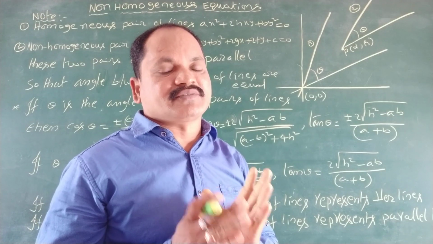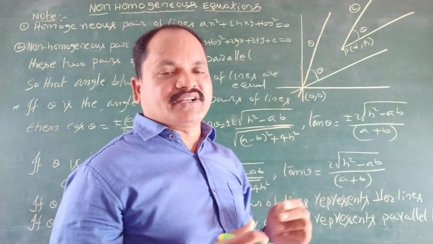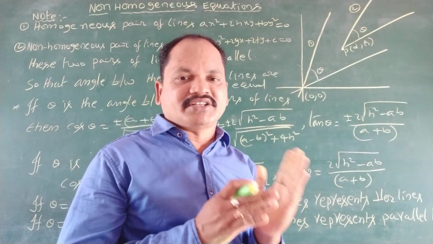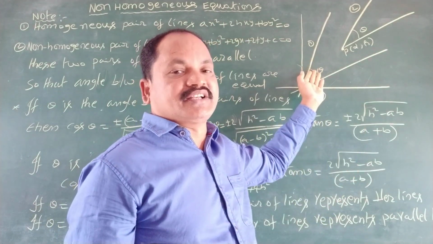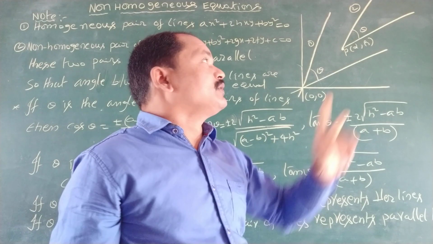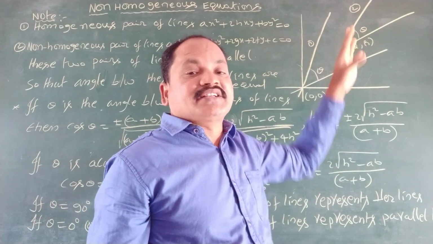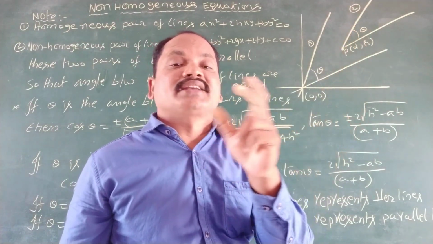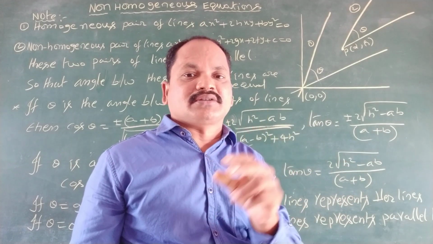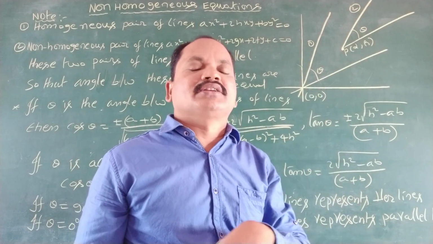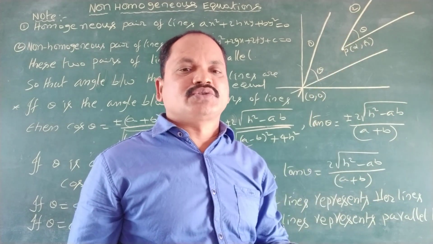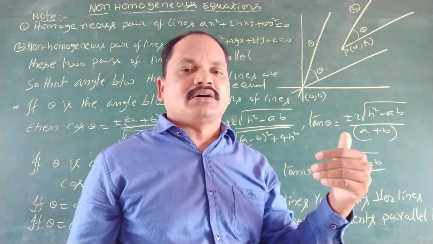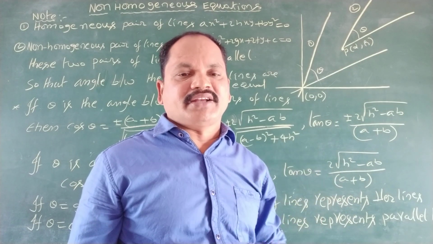So that is the small difference. The condition is the same, h square is equal to ab. For h square is equal to ab, the homogeneous part represents coincident lines, and the non-homogeneous part represents parallel lines. Parallel lines and coincident lines, there is a difference. Coincident lines, everything is the same. That means a1 by a2 is equal to b1 by b2 is equal to c1 by c2. Coincident lines are identical lines, the same lines.